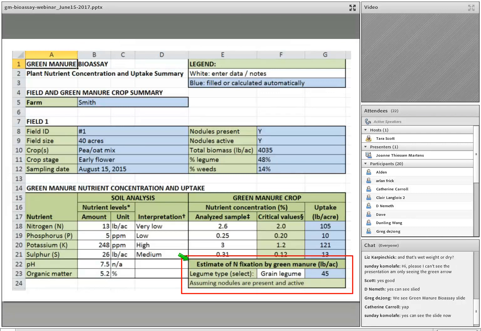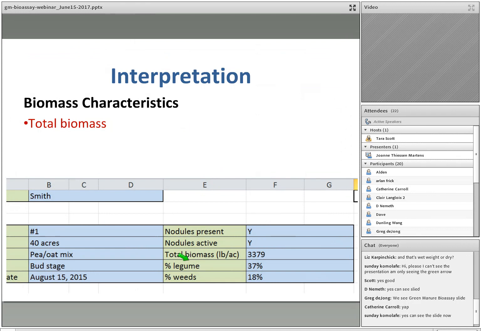So there we go, the nitrogen fixation. A little bit then about interpreting various aspects of this test. And I hope through this part it'll become clear why we need certain of those field observations that we took.